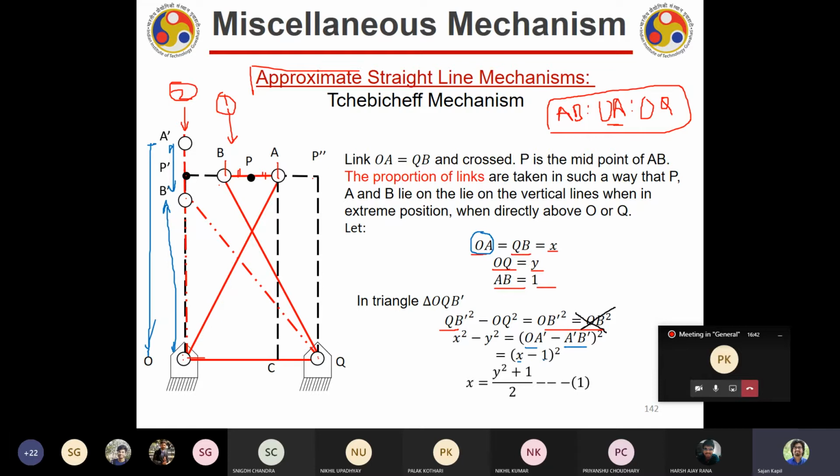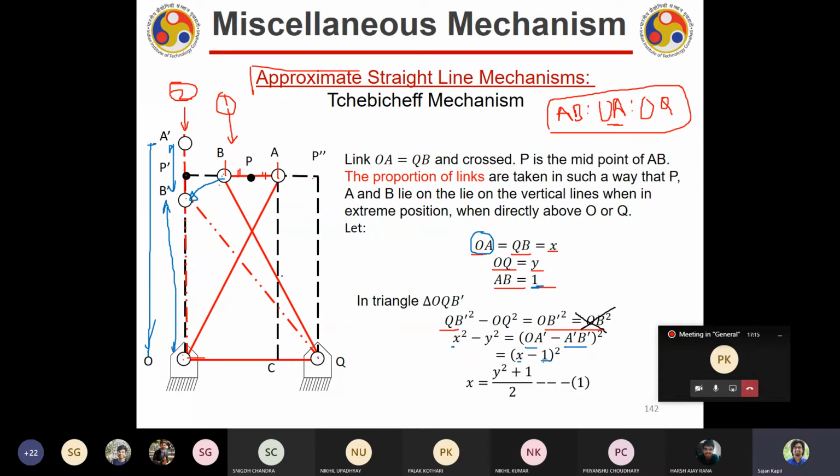What about A dash B dash? A dash B dash is nothing but AB only. Only the position of A and B has changed, but the distance between A dash and B dash will be equal to AB, and we have assumed that it was 1. So I kept 1. Similarly, QB dash will be equal to QB, because this link has moved here in a circle only. So this will be nothing but x.